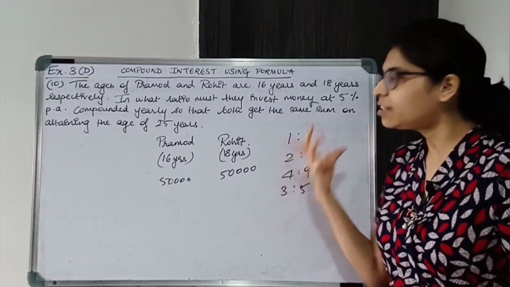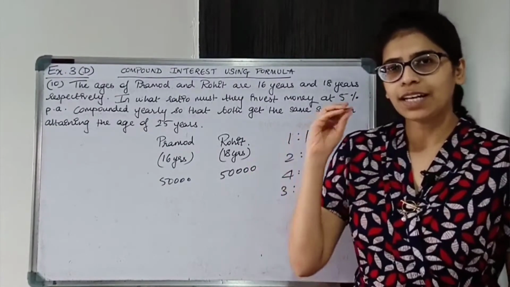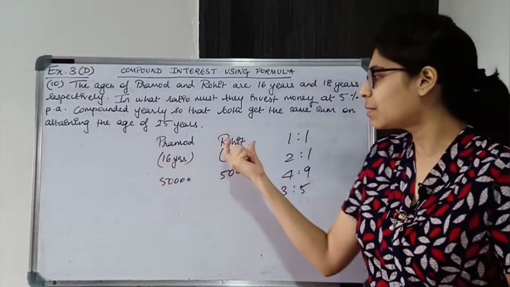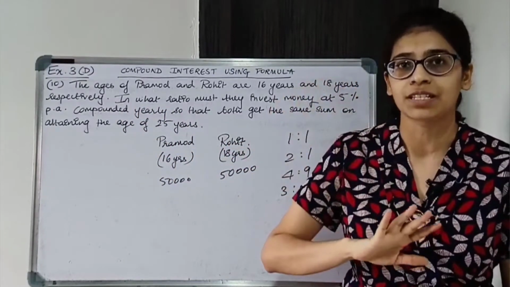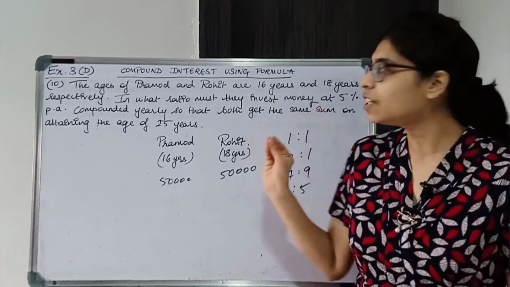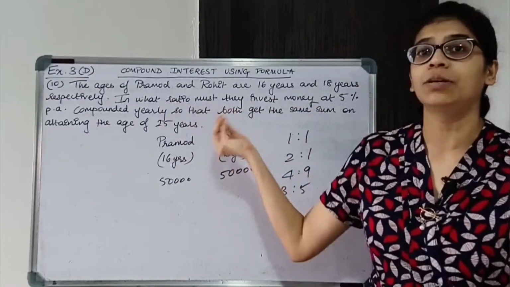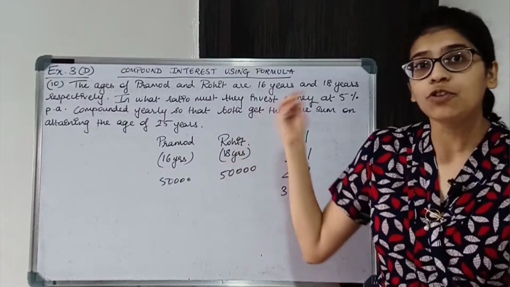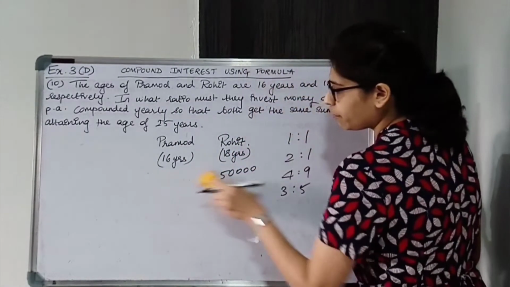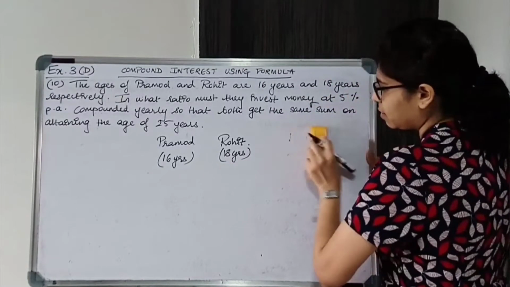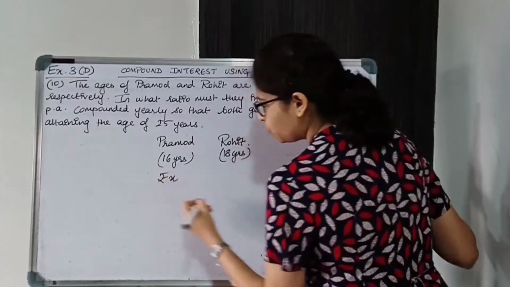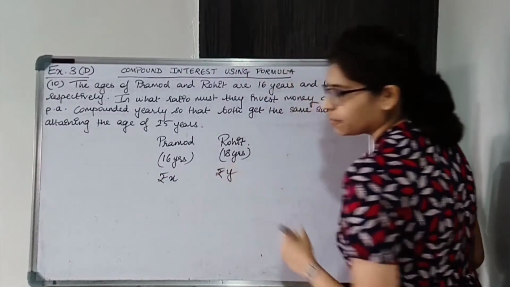So we need to find the ratio. Alright, so let's say the sum invested by Pramod is X rupees and the sum invested by Rohit is Y rupees. Don't take it as the same, because it is not given that the sum of money invested by both of them is the same. You have to find the ratio. So let's say that Pramod invested X rupees and Rohit invested Y rupees.